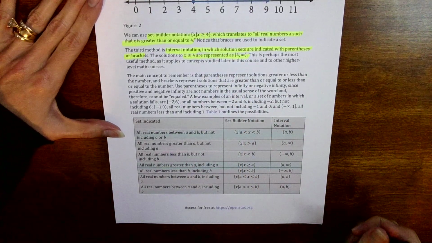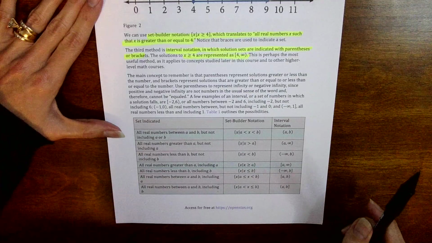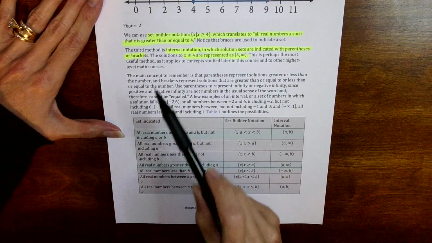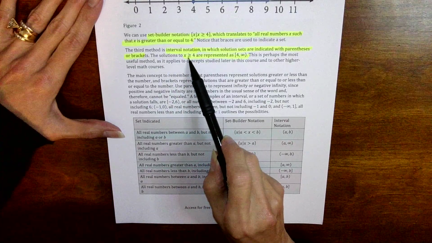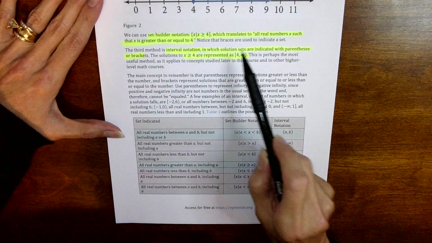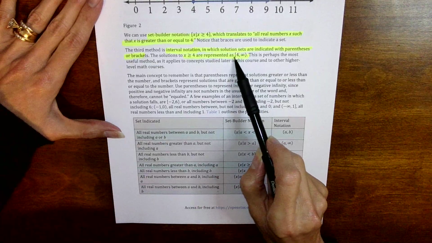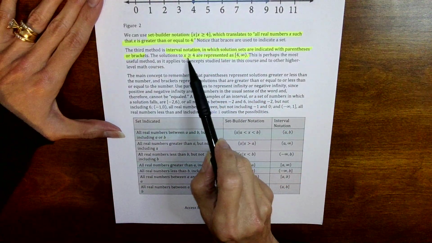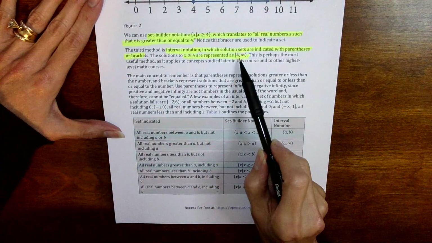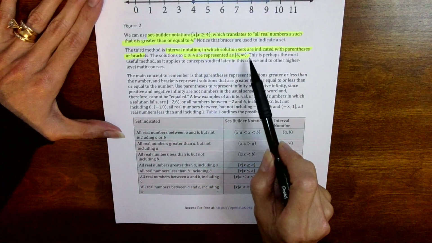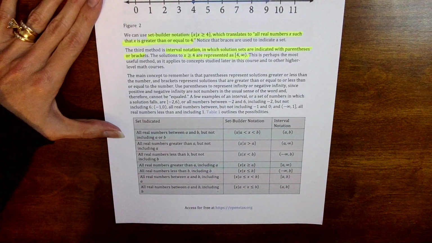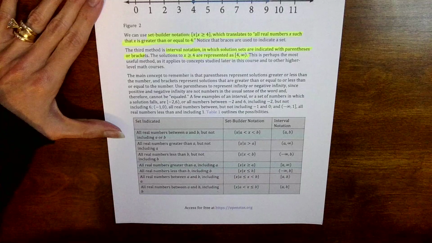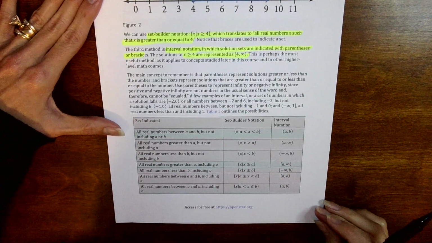The third method is interval notation, in which solution sets are indicated with parentheses or brackets. So the solutions to x greater than or equal to 4 is represented as 4 with a bracket, and the reason there's a bracket is because this is a closed dot, or 4 is included, and it continues on to positive infinity. And we always use parentheses with positive and negative infinity because you can never catch infinity. It's like trying to catch the air.